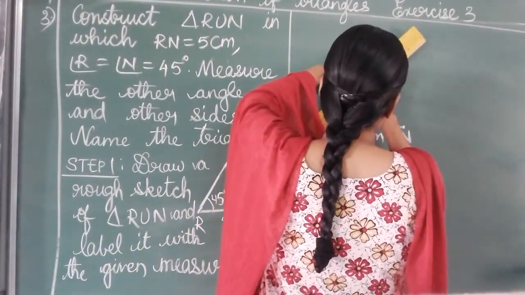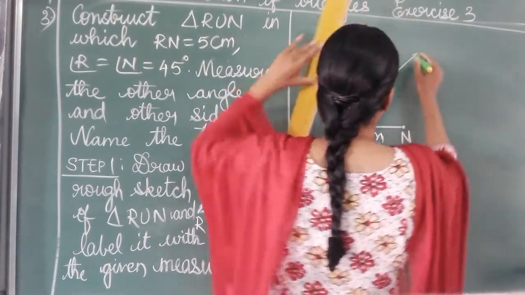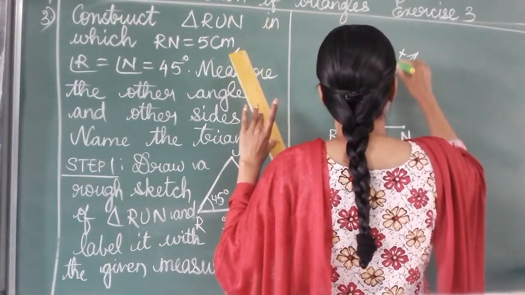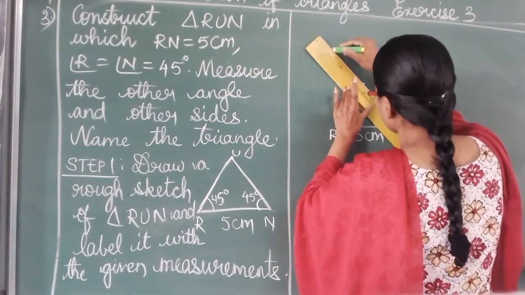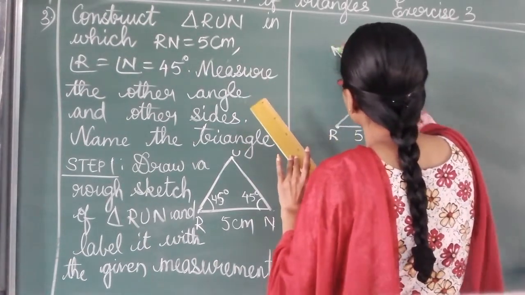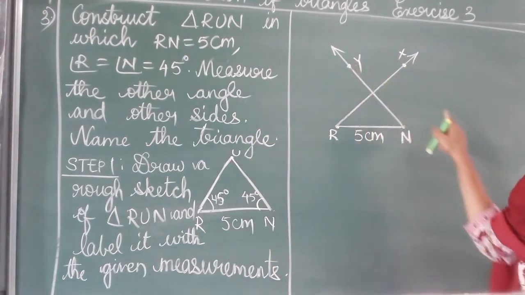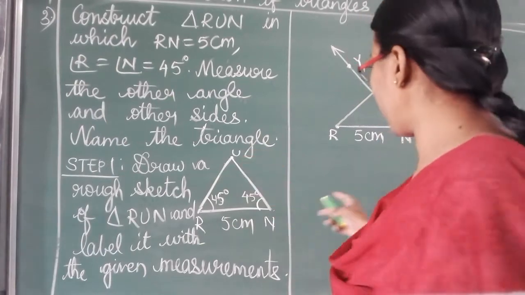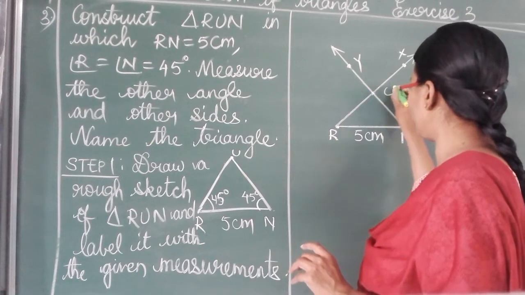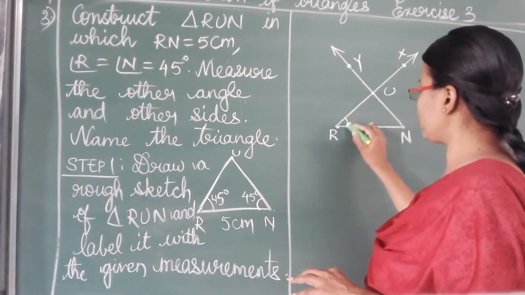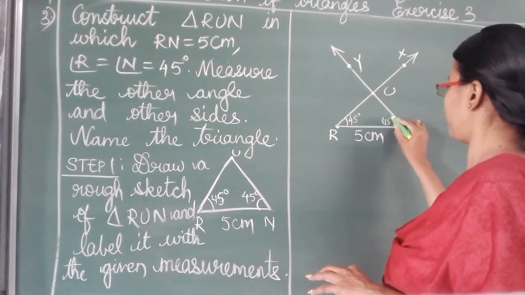So here from R, 45 degrees. So this is Rx and this is Ny. Ny is the ray that we have drawn, and we know that the intersecting point of these two rays is U. Intersecting point is U. This angle is 45 degrees. This angle is 45 degrees.